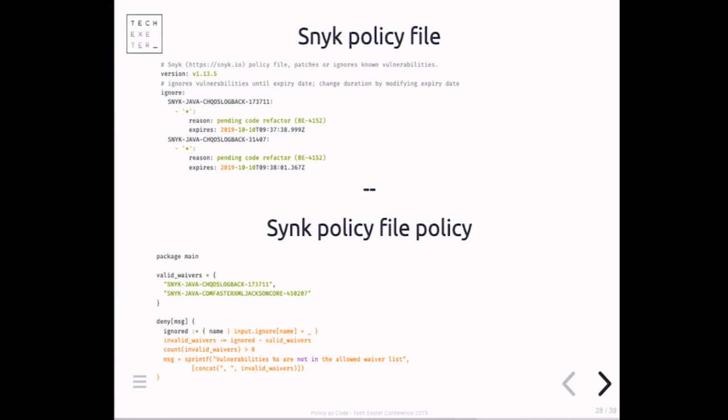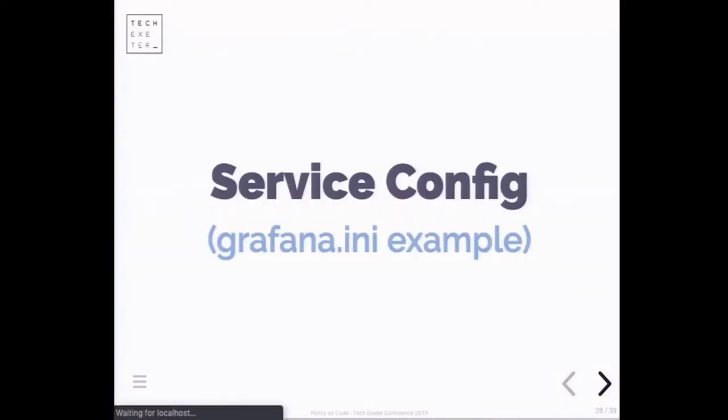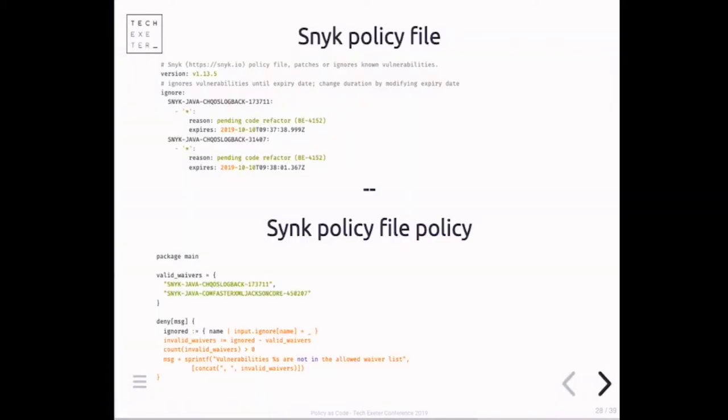And then down in the bottom, here we've got our Snyk policy file policy, which says, okay, I'm going to reluctantly agree that you can have waivers, but I'm going to be very, very strict about which waivers you're allowed. So in this case, I'm only allowing you to waive those two vulnerabilities. I thought I had an example of it running. I don't. Imagine what happens when you run it. In this case, that second waiver there is not allowed. And so Conftest will say, no, you've failed the test. I think I show that later on.